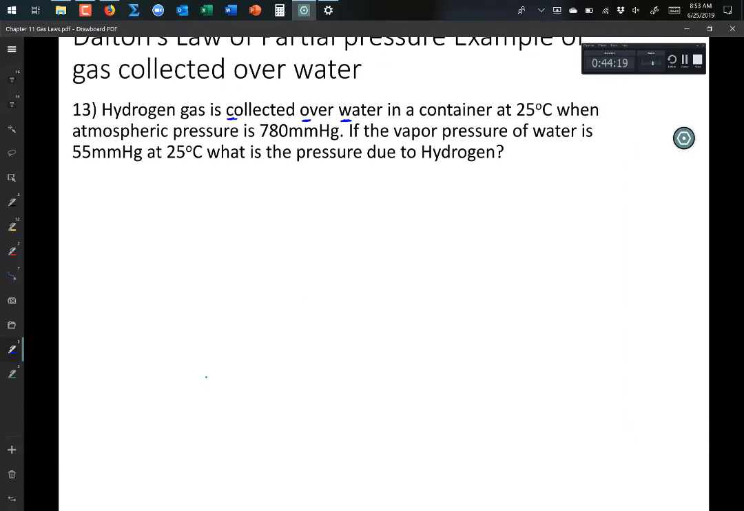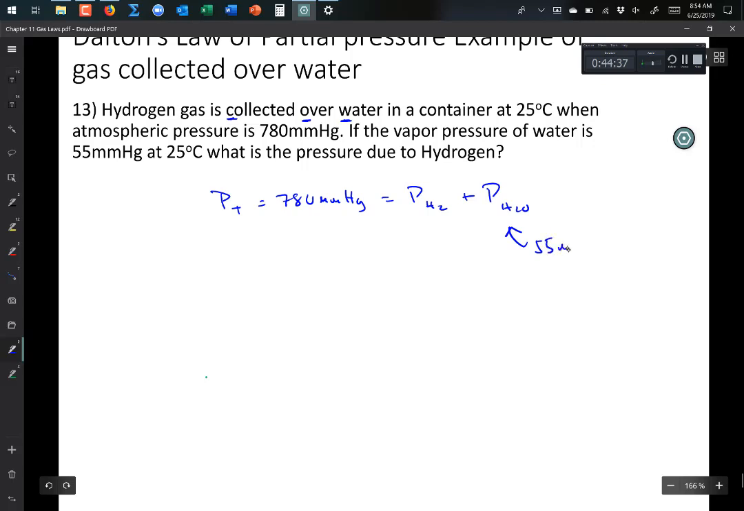Anyways, that's fine. Total pressure is 780. The pressure of hydrogen is what I'm looking for. And then I have the pressure of H2O. This number is apparently 55 millimeters of mercury. So that means the pressure of hydrogen is just 780 minus 55. Just subtract.